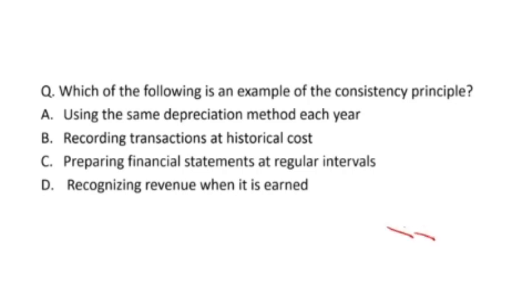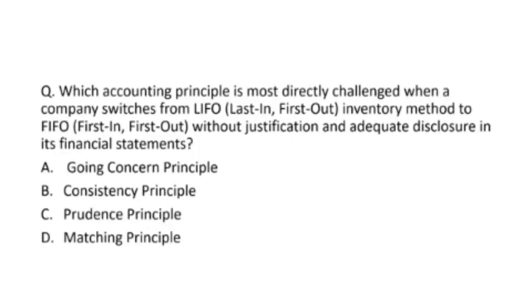Recognizing the revenue when it is earned is the revenue recognition principle, not consistency. Recording transactions at historical cost is the historical cost principle. Option C will also not be the answer. Why? Because we get the answer in using the same depreciation method each year. If you are using the fixed depreciation method, you can use that. If you are using the reducing balance method, you can use that, but you are using the same method every year. So this is the consistency principle. Option number A will be the right answer.